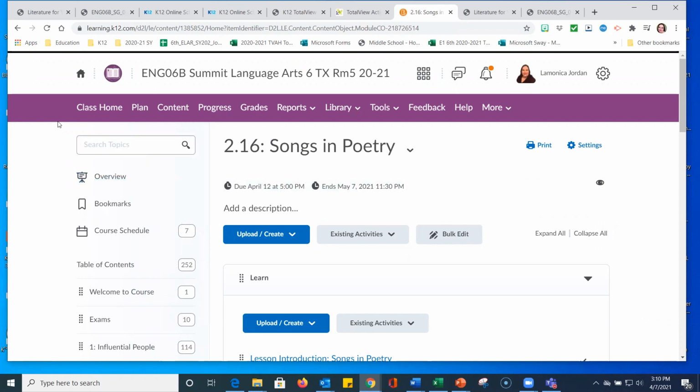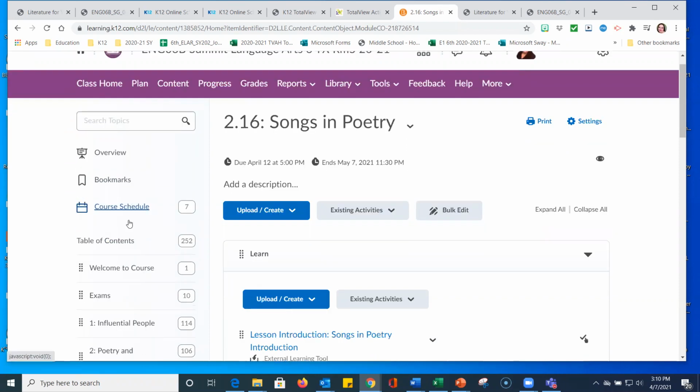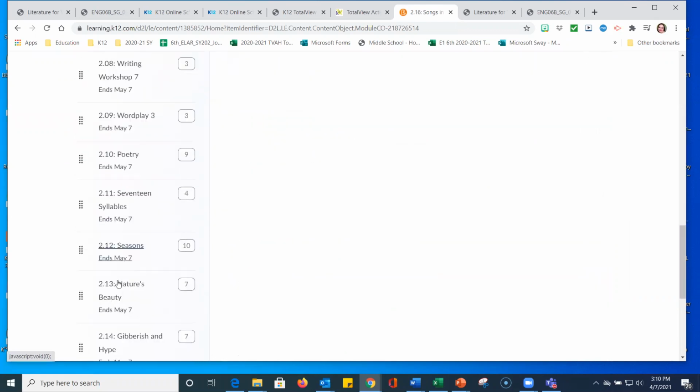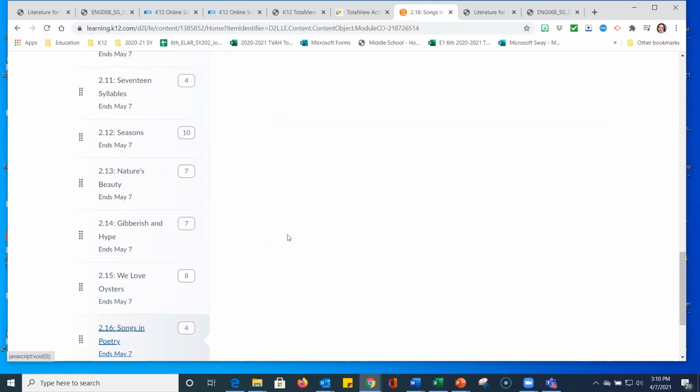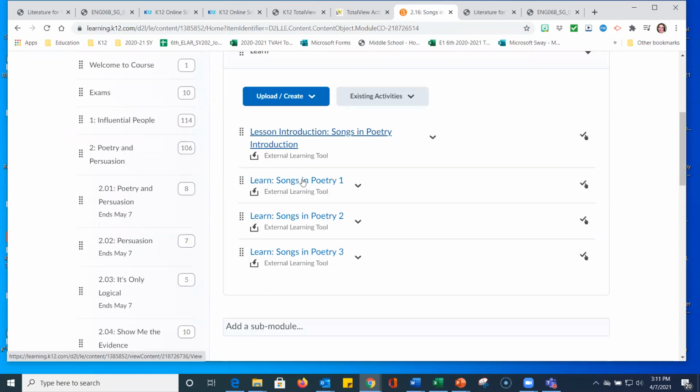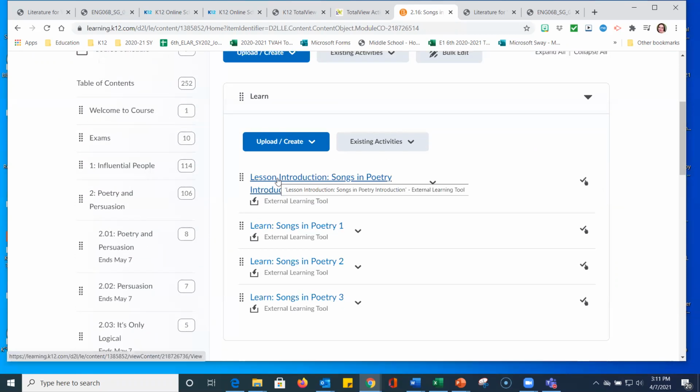To get here, you would log into the OLS. On the left-hand side, click Classes. From your classes, choose the purple ELA class. At the top, click Content. Scroll to the side here. Be sure Unit 2 is open and go down to 2.6. And then click there, and you may have to scroll up to the top to see this. But we have Lessons Introduction, Songs and Poetry.